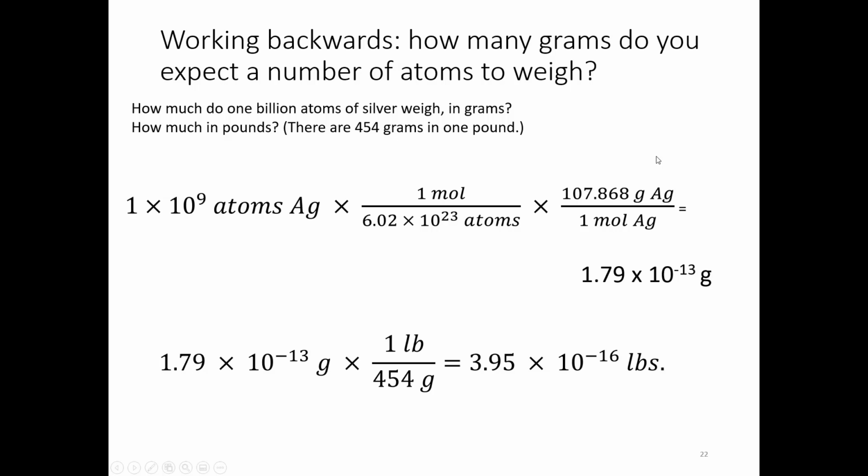So then your next step is to pay attention to the fact that it's silver. You're going to go to your periodic table, find the average atomic mass of silver, and since you want to find the mass of that silver in grams first, you do want to multiply by the atomic mass, just like straight up and down. So you're going to multiply by 107.868 grams per mole, and if you do this, divide by this, times this, that gives you 1.79 times 10 to the minus 13 grams.